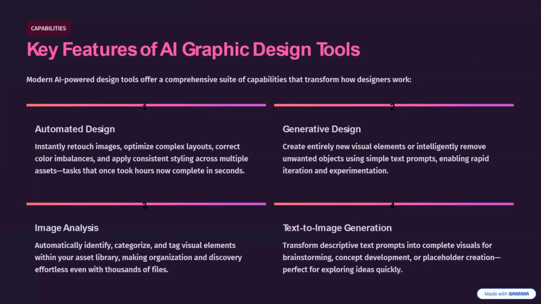Then the key features of AI graphic design tools. We have automated design. With automated design, we talk about instantly retouching images, optimizing complex layouts, correcting color imbalances, and applying consistent style across multiple assets. So what happens when we talk about automated design?